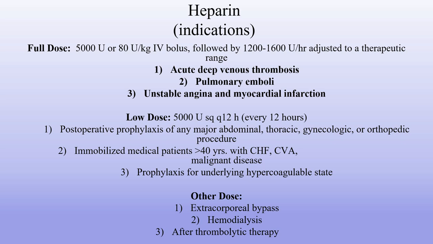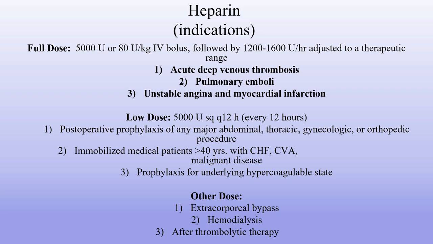So, indications of heparin in more detail. Full dose: 5,000 units or 80 units per kilogram IV bolus, followed by 1,200 to 1,600 units each hour, adjusted to a therapeutic range. Used for acute deep venous thrombosis, pulmonary emboli, unstable angina and myocardial infarction.